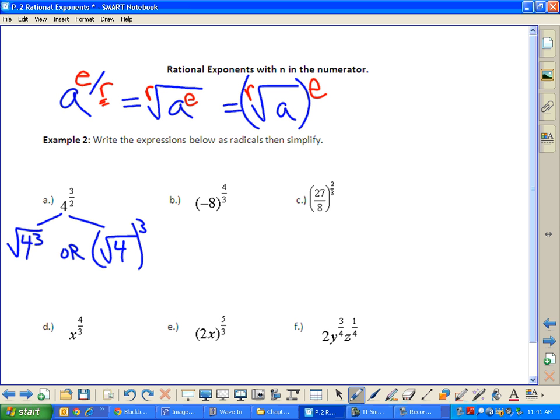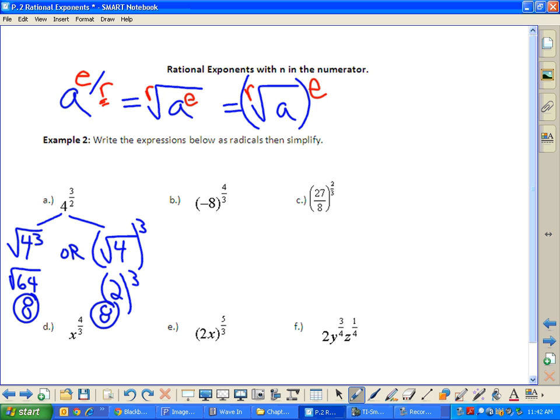You could do it either way you like. It's up to you. It'll work out to be the same answer both times. 4 cubed, that's 64. The square root of 64, that's just 8. If I do the square root of 4 and then cube it, I still get the same answer. The square root of 4 is 2. Bring down my cube. 2 to the 3rd power is also 8. So really it's up to you. You don't have to do both ways. Just pick one. Whichever way you like better.